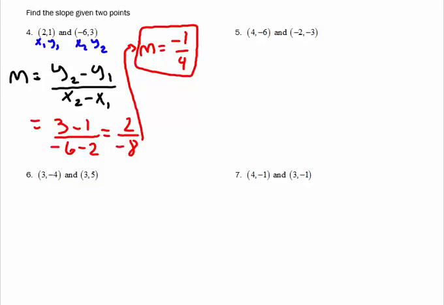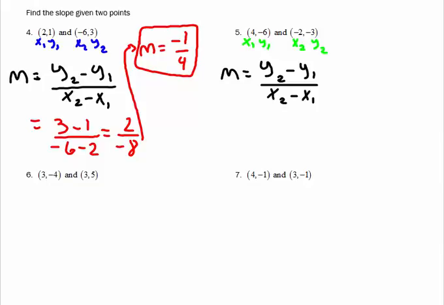Number 5. We'll label those points again. First point, x1, y1. Second point, x2, y2. We'll use the same formula. The more you write it, the more you remember it, so I'll write it again. y2 minus y1 over x2 minus x1.